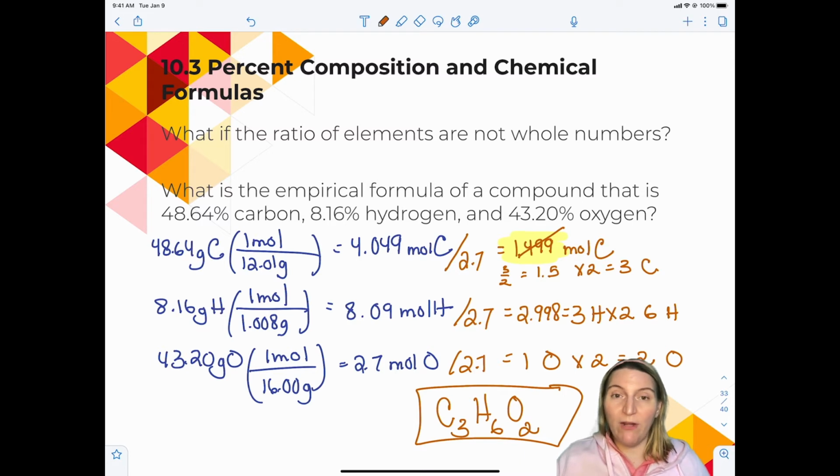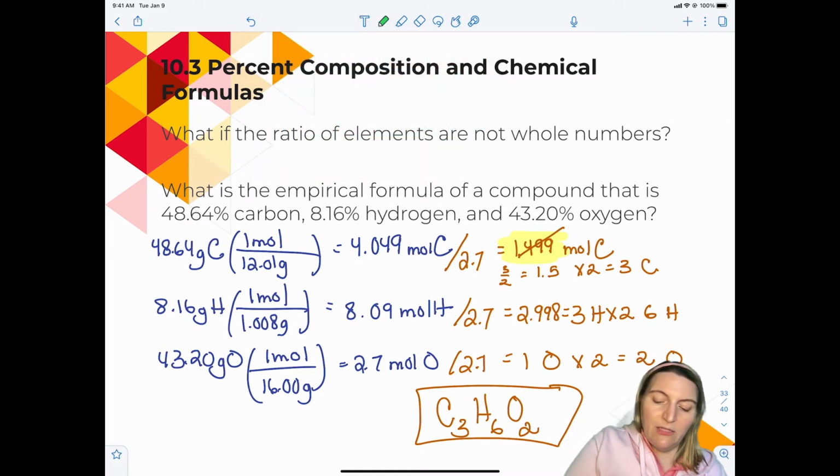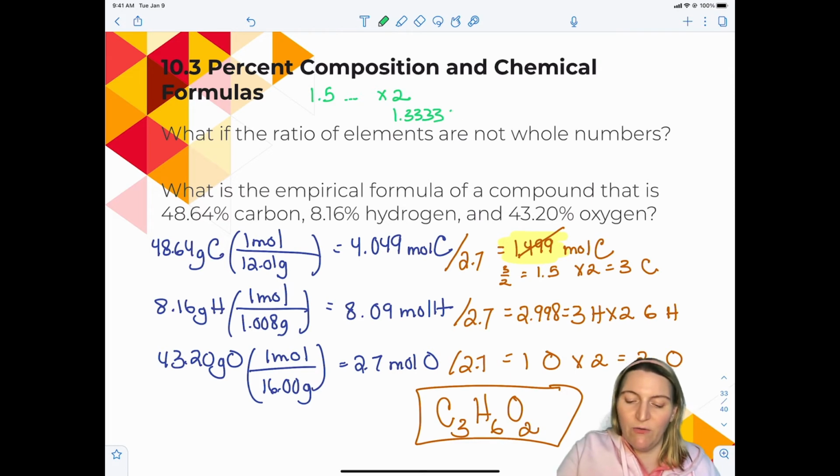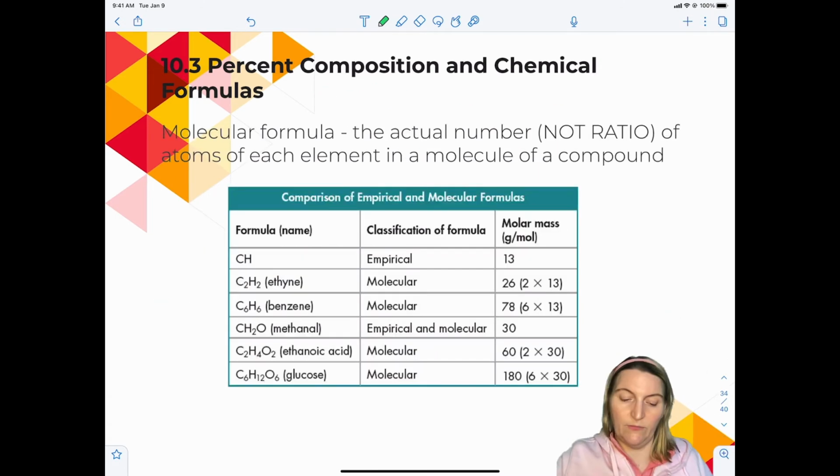So anytime, when you divide by the lowest number of moles, if it comes out to be 1.5, you multiply it by 2. If it comes out to be 1.333, that's really 1 1/3. You would multiply that by 3. Or 1.666, you would multiply everything by 3 as well. Those are the only ones that really ever come up.